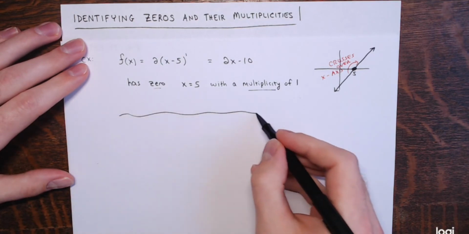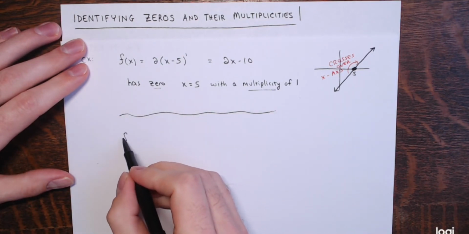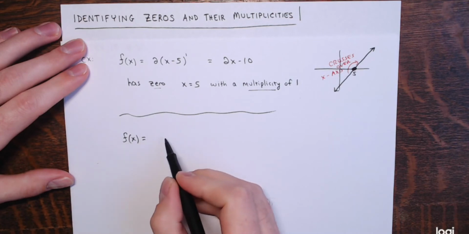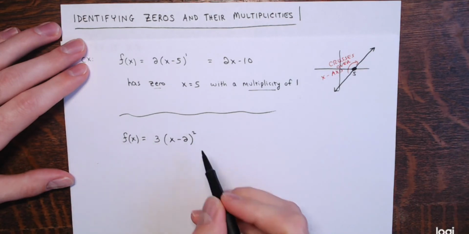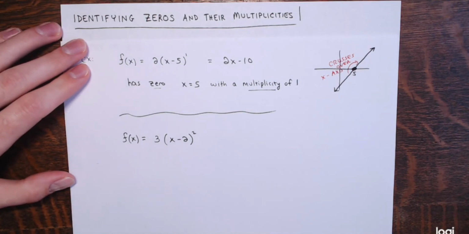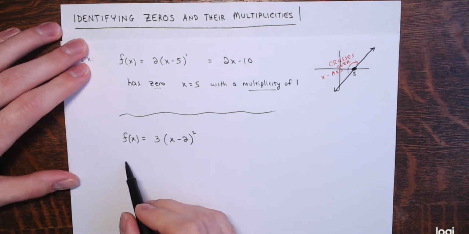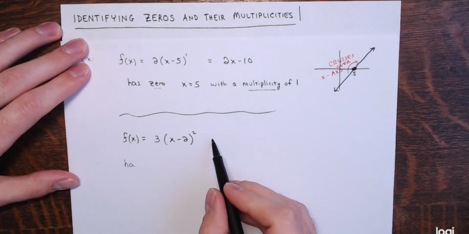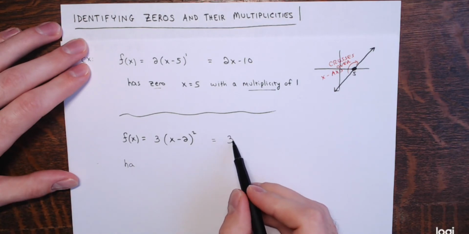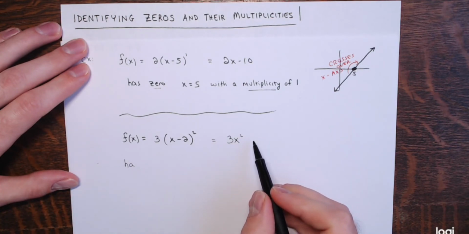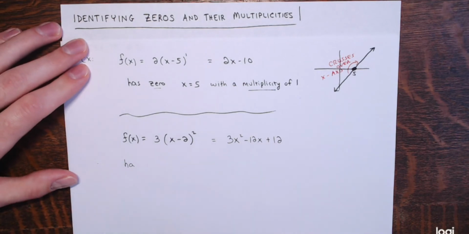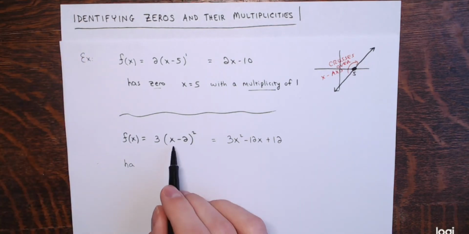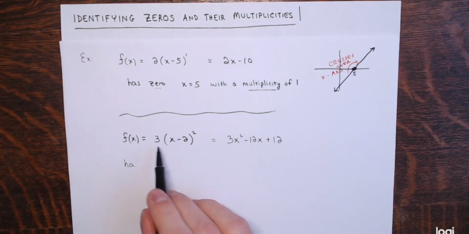Now another example would be, say, f of x equals 3 times the quantity x minus 2 squared. This function, now you can multiply it out if you want. This would be 3x squared minus 12x plus 12, right? Because this would be x squared minus 4x plus 4, and then you're distributing the 3.